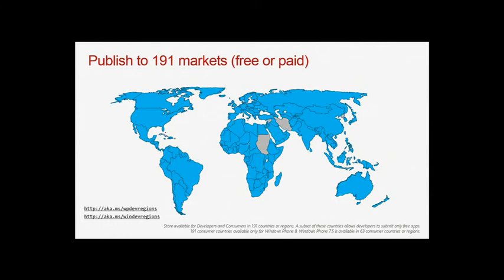Well, the thing I would encourage you to do is to publish. Build an app and publish it. Right now, today, we can publish to 191 markets, whether it's free or paid, and they're different. I actually have the links there to where you can go and see all of the different regions. But pretty much, as you can see by the color blue, it's pretty much the globe, right? There's a few little markets where we don't publish to, but pretty much anywhere in the world. So keep that in mind.